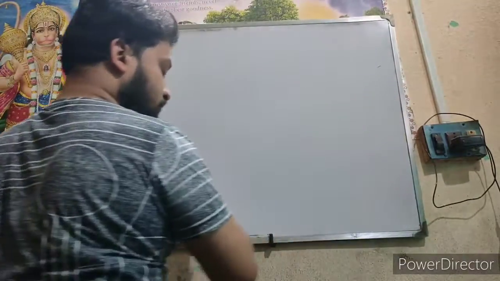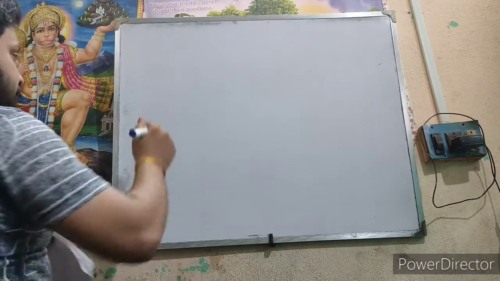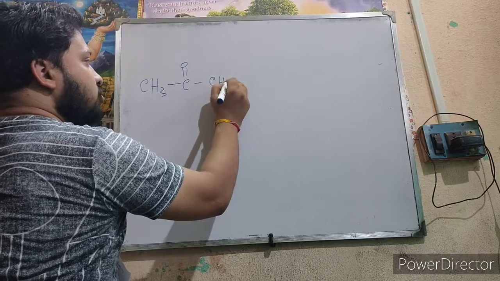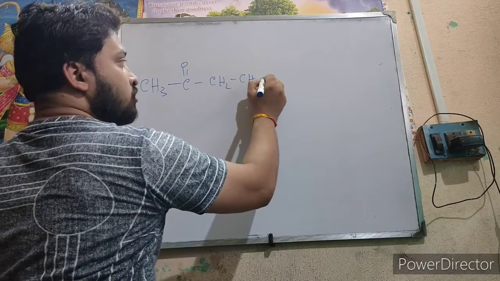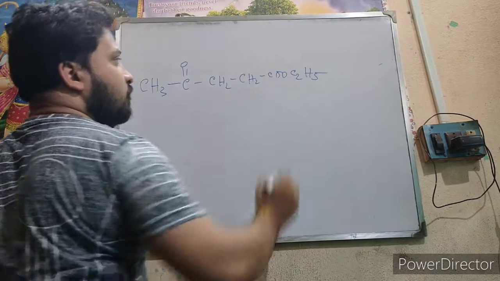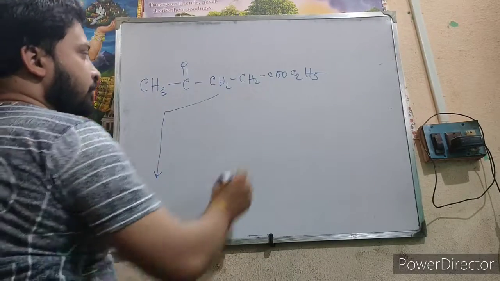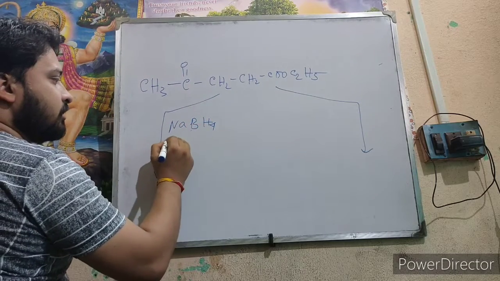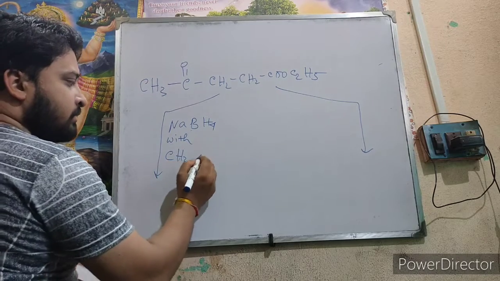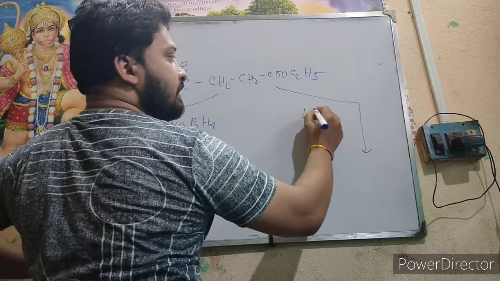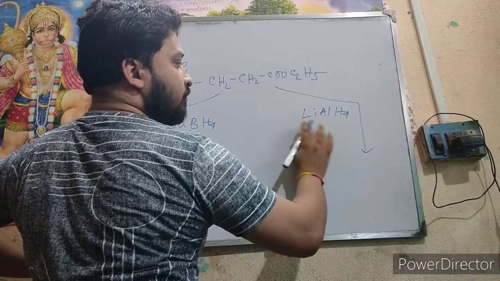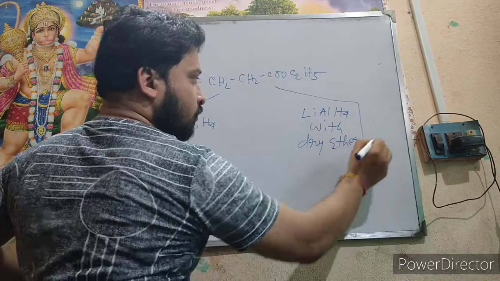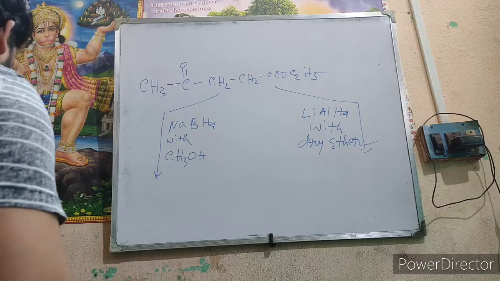Now take more examples. If you have this problem, CH3, C double bond O, CH2, CH2, CH2, COOC2H5, then there are two reactions. One reaction uses sodium borohydride, NaBH4, with methanol, CH3OH, and the other uses lithium aluminium hydride with dry ether.